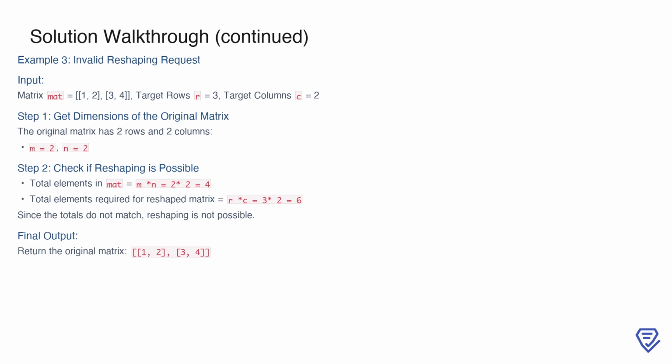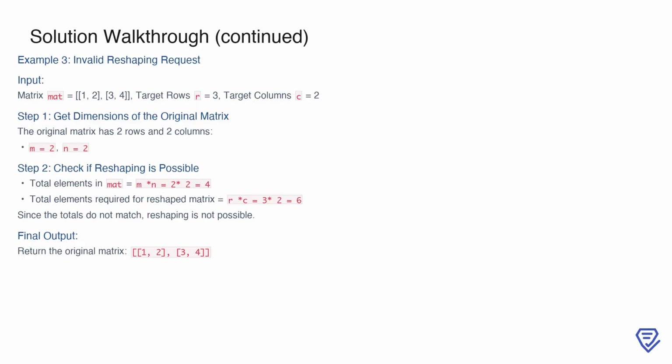In this example, the input matrix is 1, 2, 3, 4, and the target dimensions are 3 rows and 2 columns. The first step is to determine the dimensions of the original matrix, which has 2 rows and 2 columns. Therefore, m equals 2 and n equals 2. Next, we calculate the total number of elements in the original matrix, which is m*n is equal to 2 times 2 equals 4.